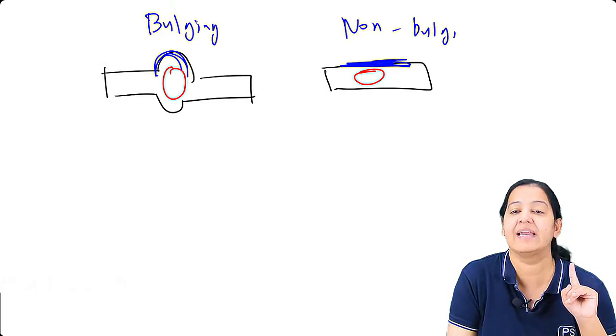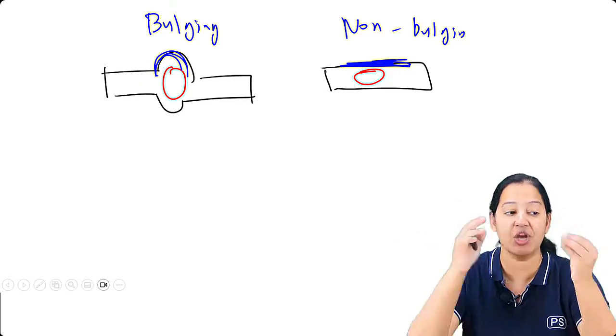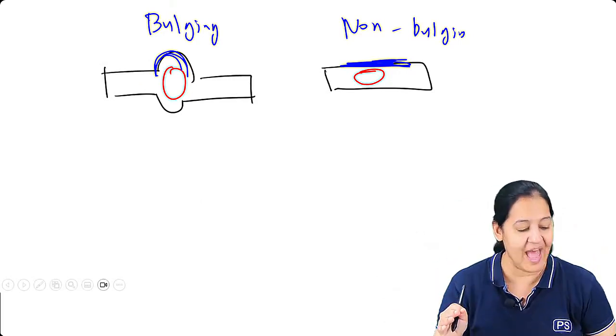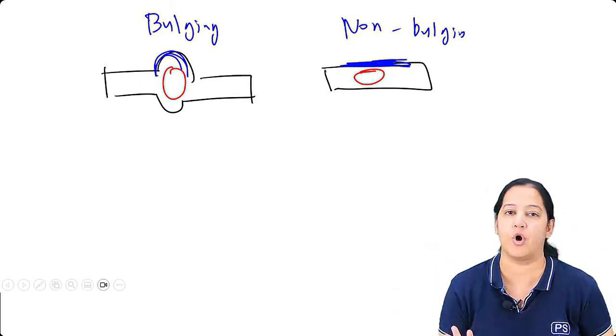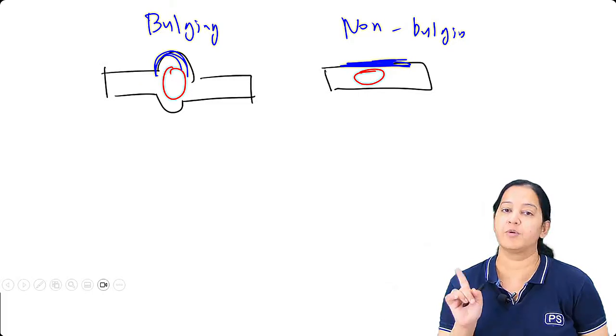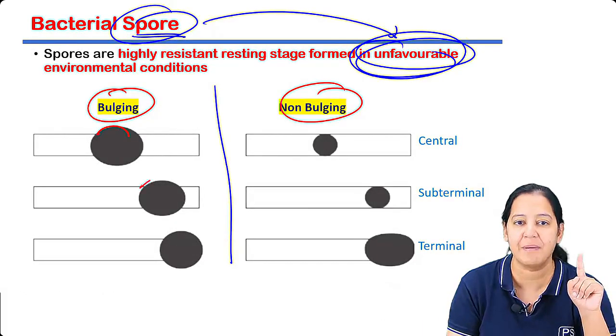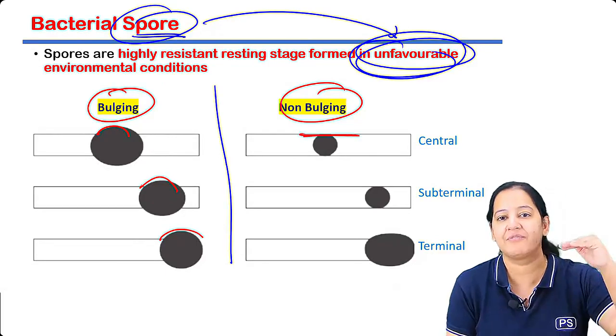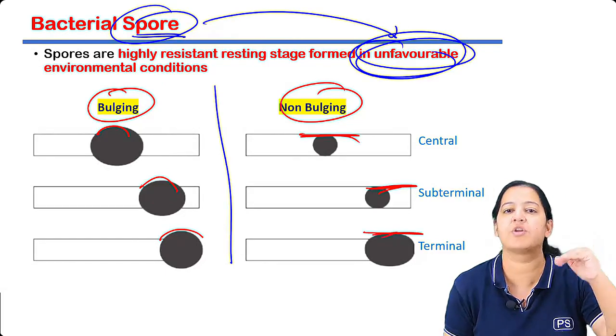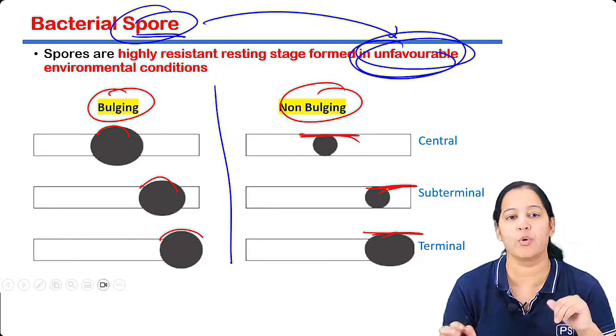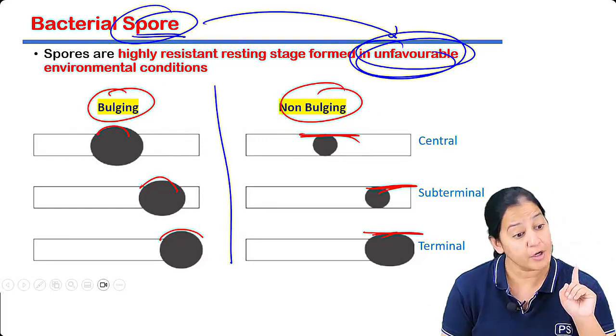So basically, whether the spore is making a bulge or it is flat, based on that, it is of 2 types, bulging and non-bulging. First, learn the 2 types of spores. You can see this is bulging, this is bulging, this is bulging. This is flat, non-bulging, non-bulging, non-bulging. Now, based on the location.